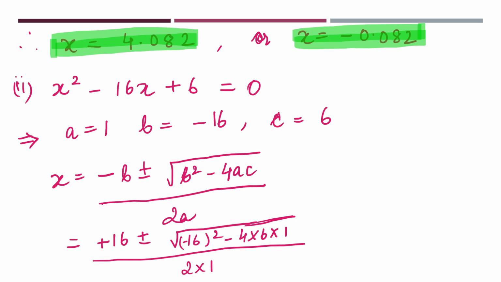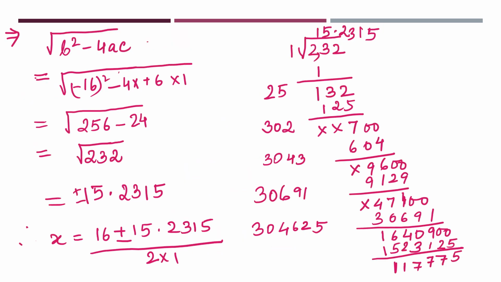X is equal to minus b plus minus under root of b square minus 4ac upon 2a. X is equal to plus 16 plus minus under root of minus 16 the whole square minus 4 into 6 into 1 upon 2 into 1. Here we have solved it, now what we see: under root of b square minus 4ac is equal to 16 square minus 4 into 6 into 1, that is 256 minus 24, which is equal to 232.